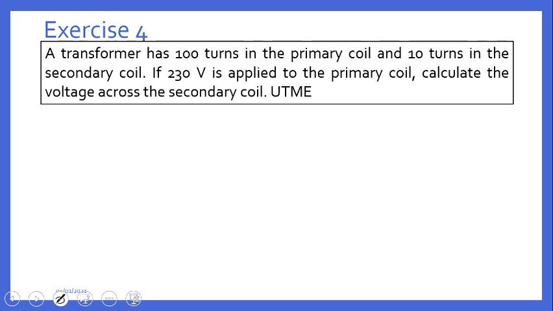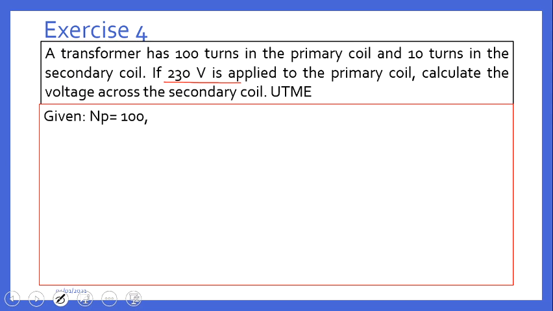The fourth question. A transformer has 100 turns in the primary coil, 10 turns in the secondary coil. If 240 volt is applied to the primary, take note of that, calculate the voltage across the secondary. So you follow the same pattern. Number of turns in primary equals 100, as you can see from the question. The voltage for the primary is mentioned in the question to be 240 volt. Then we have the voltage in the secondary, that's what you're required to calculate. The number of turns in secondary is 10 turns, as you can see from the question.